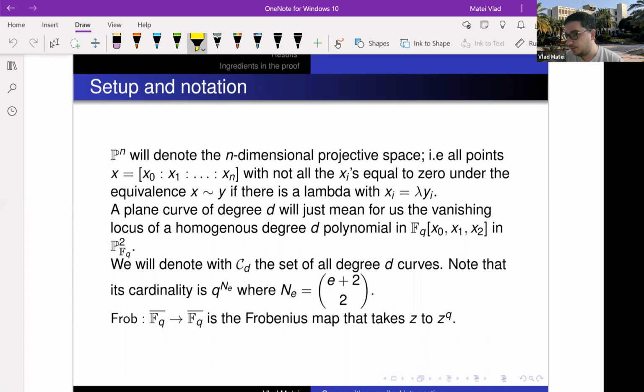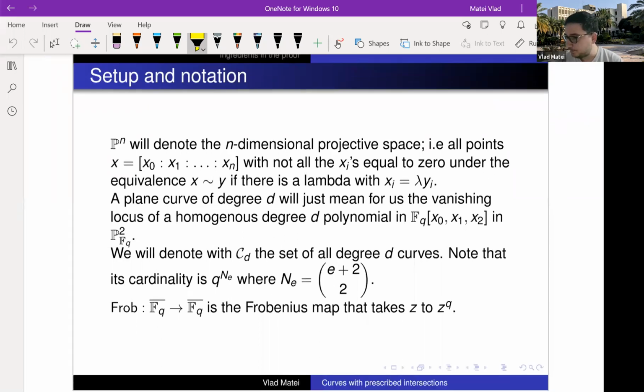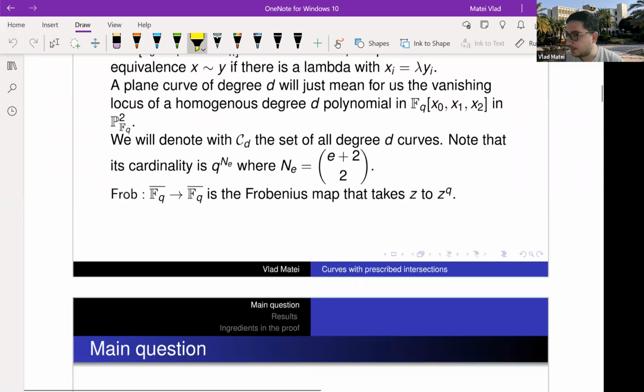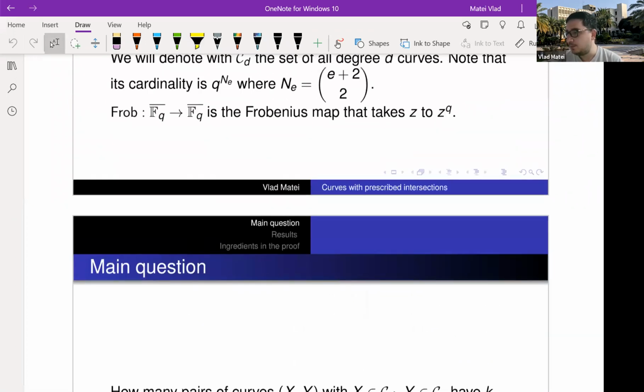And the cardinality is very easy to write down. In this case, it's an easy counting argument that gives the cardinality of this set. Okay, good. And the Frobenius, let me not forget, this is going to be important. Frobenius is going to be this map that takes z to the power q.